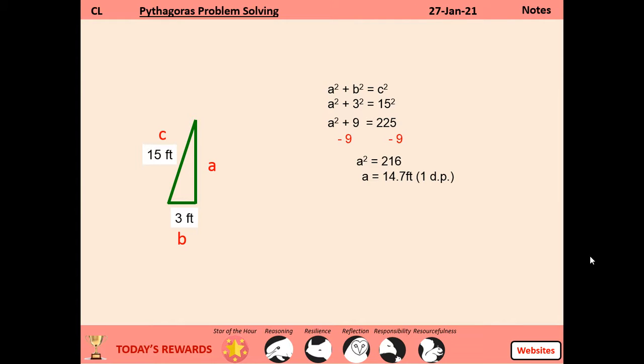And we can always double check our answer. Is 14.7 less than 15? Of course it is. Okay? So that means we're on the right track. If your A is bigger than the hypotenuse, then you made an error, and I recommend you double check what you've done.